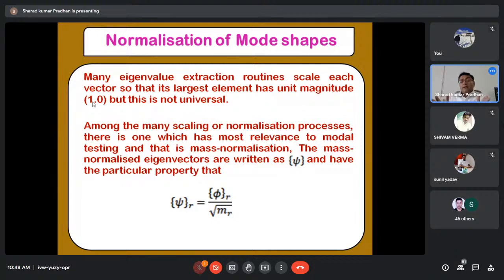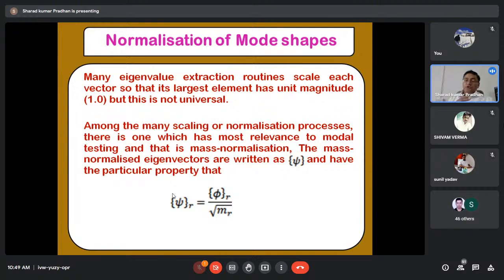Many people are scaling it at a different level. Because this is just a shape, you can scale it up, you can scale it down. If you scale it with the mass, meaning if you divide the mode shape by the respective modal mass, then they are called mass normalized mode shapes. Look at this. They are represented with psi. So this is the original mode shape that you have got for the rth frequency. If you divide it by the square root of Mr, the root of the modal mass related to that rth frequency, you are going to get the mass normalized mode shape for that particular frequency, the rth frequency.